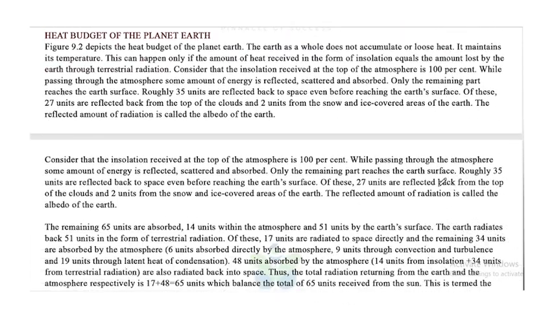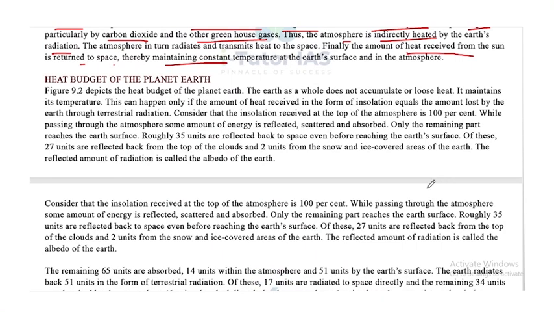Now, the heat budget of the planet Earth. The Earth as a whole does not accumulate or lose heat. It maintains its temperature. This can happen only if the amount of heat received in the form of insolation equals the amount lost by the Earth through terrestrial radiation. So the incoming solar radiation, that is insolation, and the terrestrial radiation should be equal.